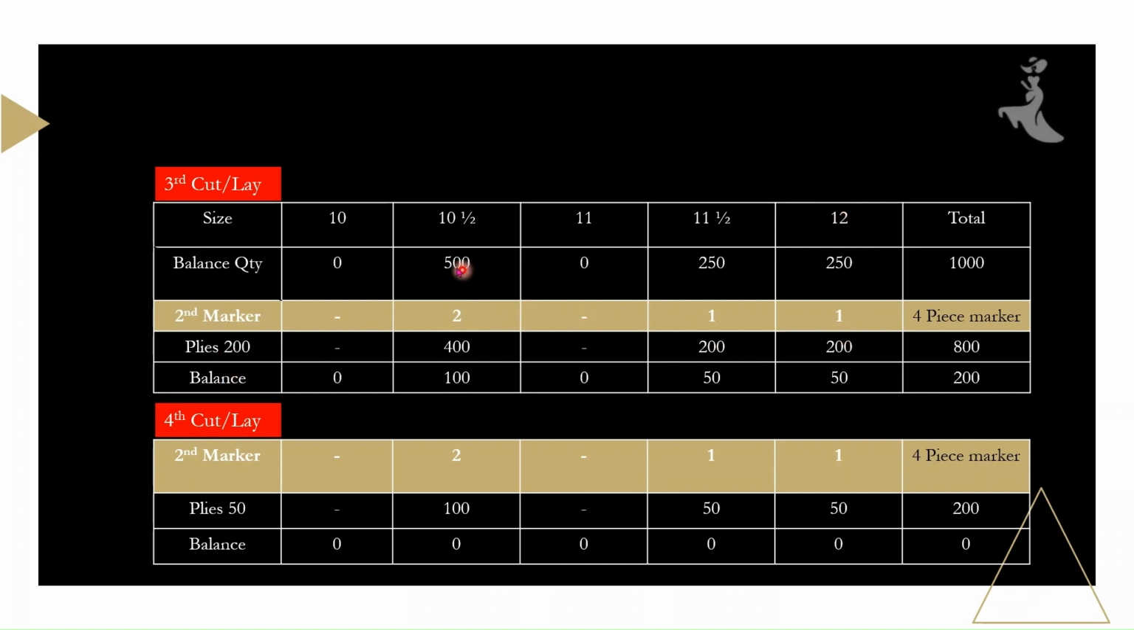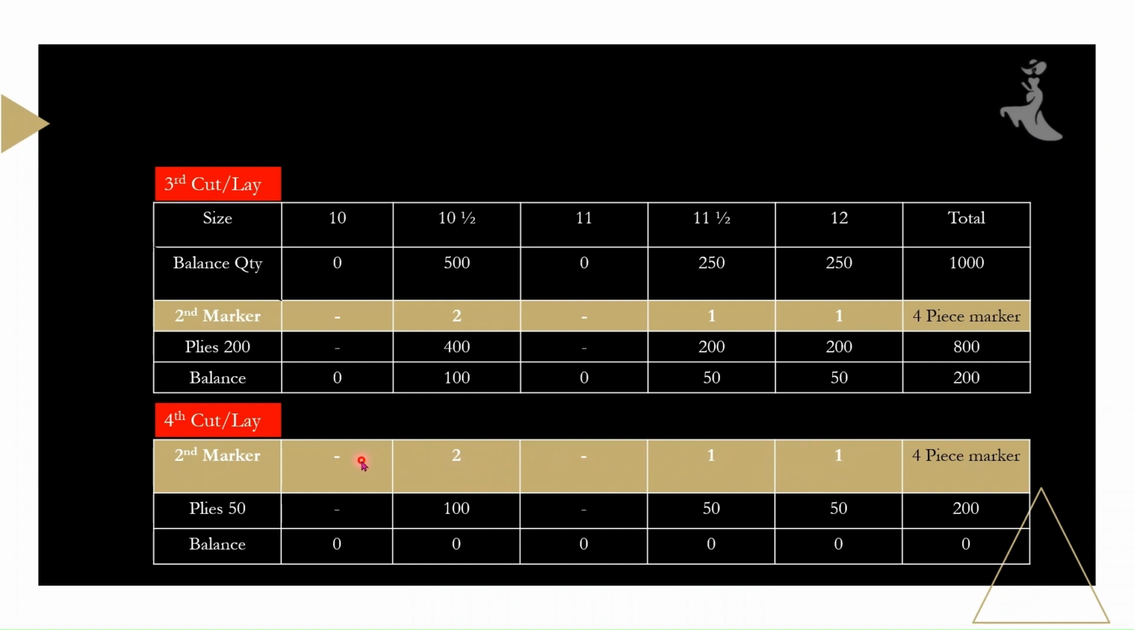Right. Now, what's the balance? 500 reduce 400, we have to reduce from this 500, balance is 100. 200 reduced from the 250 is 50. 200 reduced from the 250 is 50. Now, this balance is 100, 50, 50. Again, you have to use this marker because of the remaining quantity. By using this second marker, you can cut. So again, you have to use this second marker to cut that quantity, right?